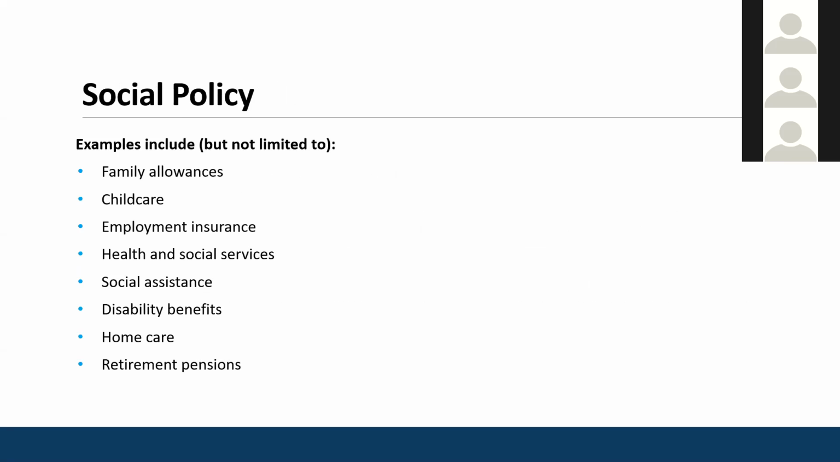A few examples of social policy. There's certainly not an exhaustive list here, but a few examples that we've included for today's purposes include family allowances, childcare, employment insurance, health and social services, social assistance, disability benefits, home care, and retirement pensions.